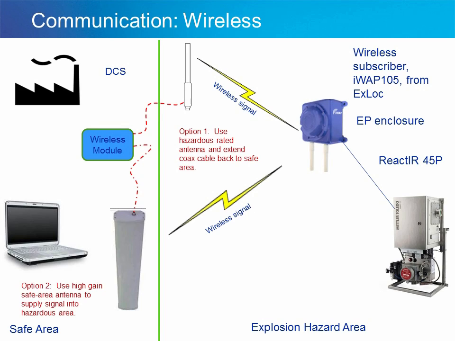Wireless communication. In the wireless implementation, the FTIR 45P is connected with a short length of fiber to a wireless subscriber. An antenna is used either in the hazardous area or the safe area to bring the signal to the control PC.